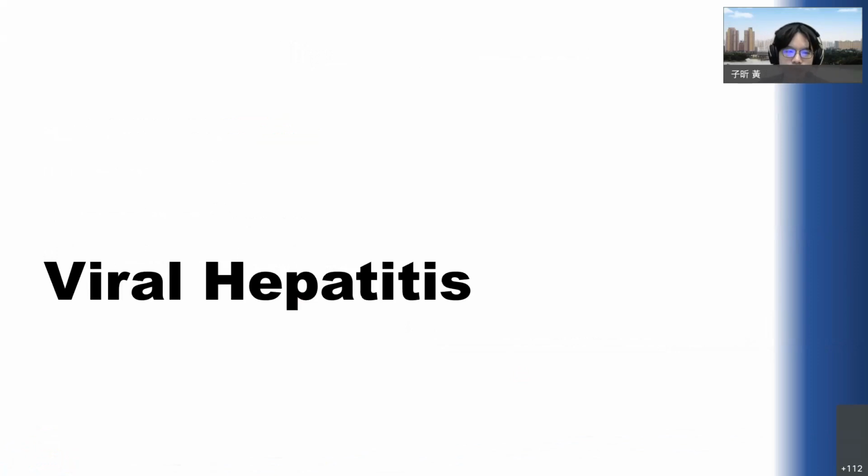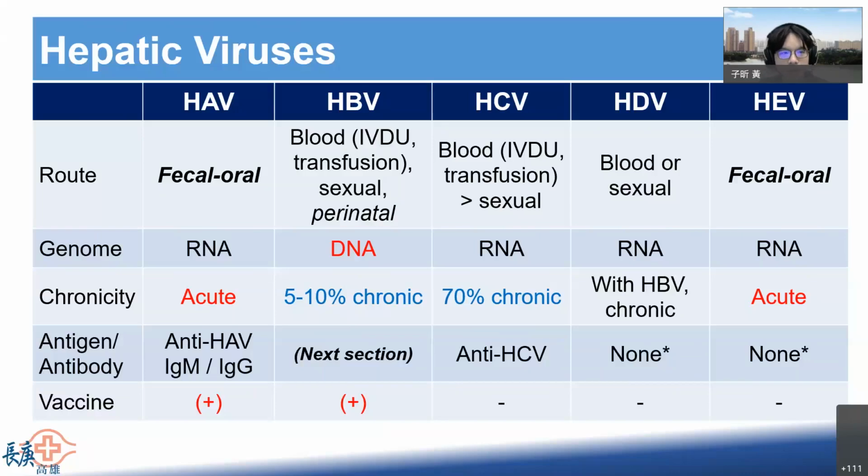That introduces us to another topic, viral hepatitis. Let's talk about the hepatic viruses A, B, C, D, and E. HAV, as we just mentioned, and HEV, these two viruses are transmitted enterally, so it's a fecal-oral transmission disease. These two cause acute hepatitis. And for HEV in Taiwan, we have to send it to the CDC, so we cannot test for antibodies or antigens.